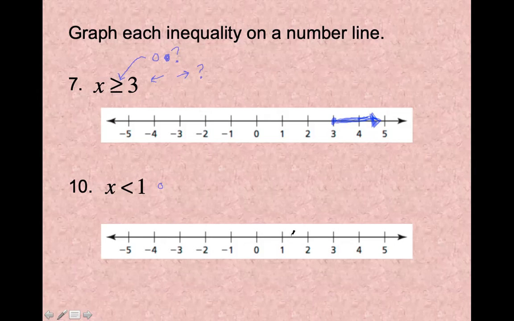Okay, sorry. So I make an open circle at 1, and I'm looking for values of x that are less than 1, which would be all the numbers over to the left. So 0 is less than 1, -5 is less than 1. All the solutions are to the left on the number line.